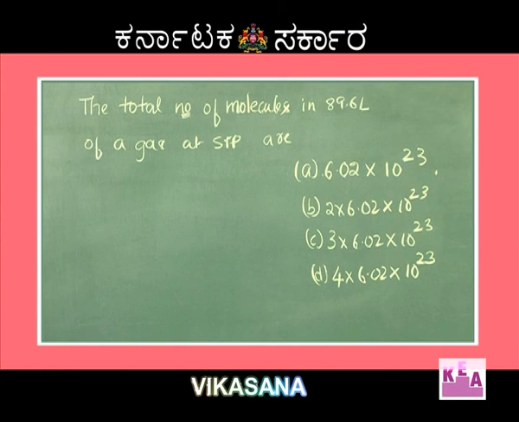The question: the total number of molecules in 89.6 liters of a gas at STP are. The options are A, 6.02 into 10 power 23; option B, 2 into 6.02 into 10 power 23; option C, 3 into 6.02 into 10 power 23; option D, 4 into 6.02 into 10 power 23.